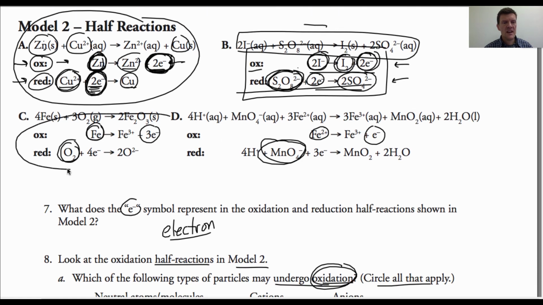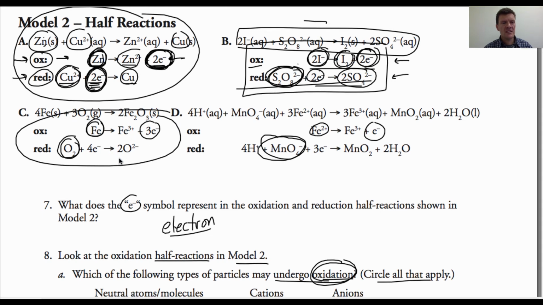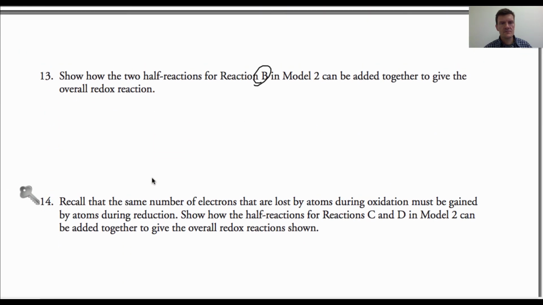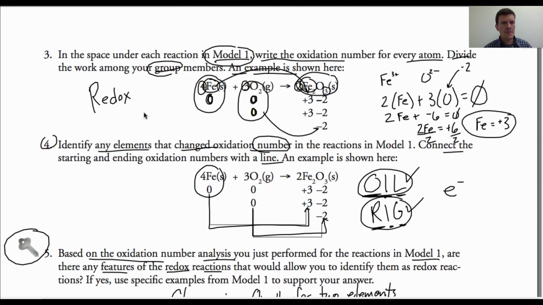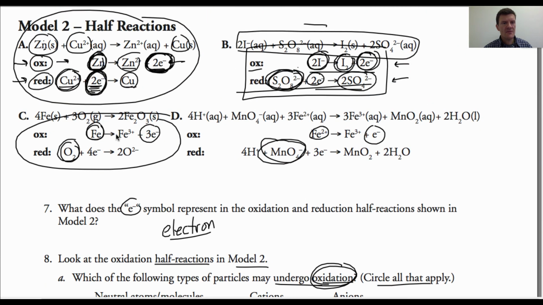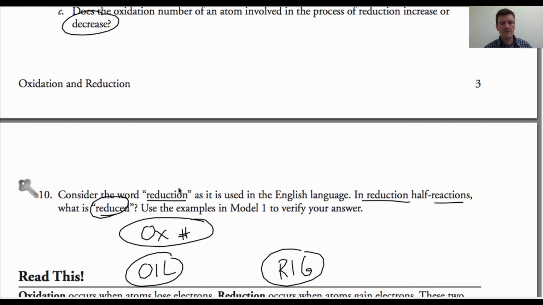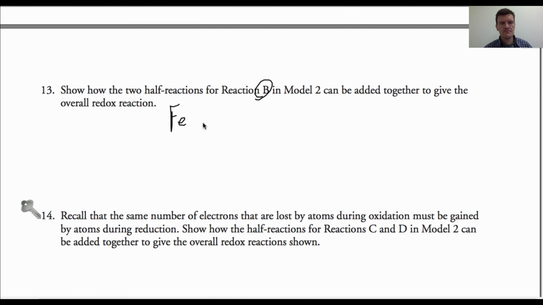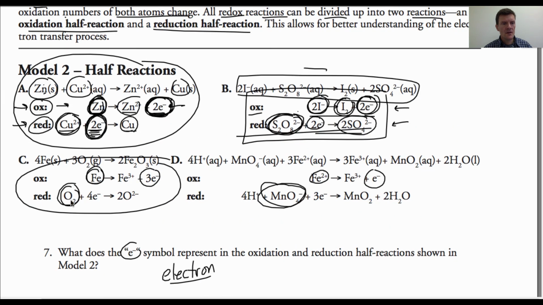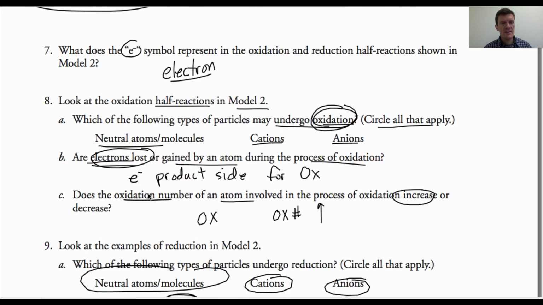Let's take this one. This one actually is a little more interesting for us. We have our half reactions here, and let's write these down and work through this. So we've got Fe turning into Fe³⁺, okay? And then we have the O2 turned into 2O²⁻.